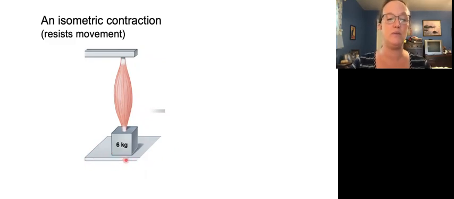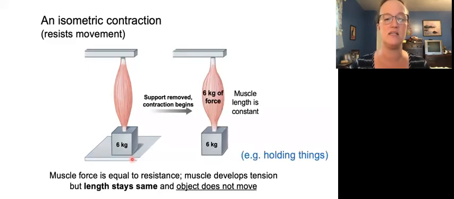So here's our muscle again. What will happen when we remove that support underneath the weight or underneath that resistance? Well, if this muscle can create exactly 6 kilograms of force, exactly the same force as the resistance, the weight won't move, the muscle's length won't change, they'll both stay the same. Okay, so this muscle is creating tension, it's contracting, but no movement is happening.